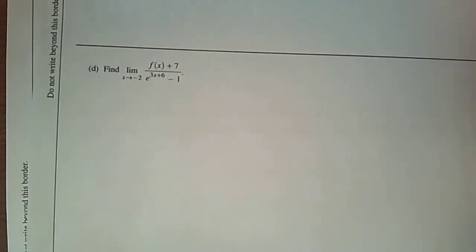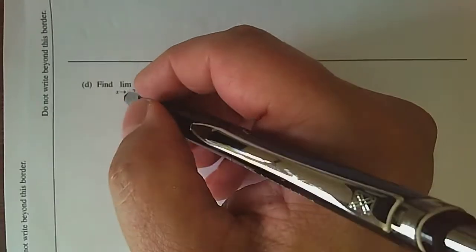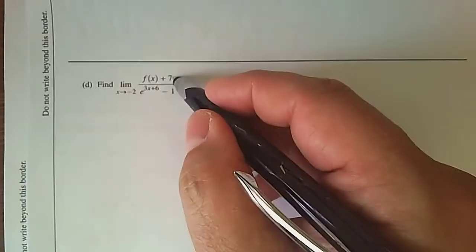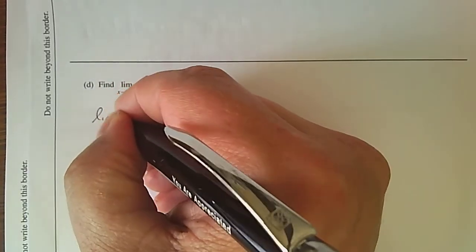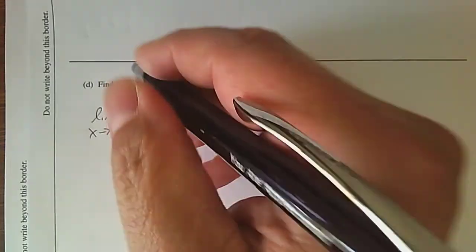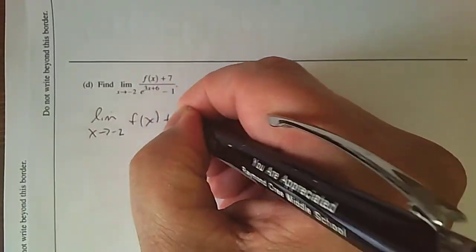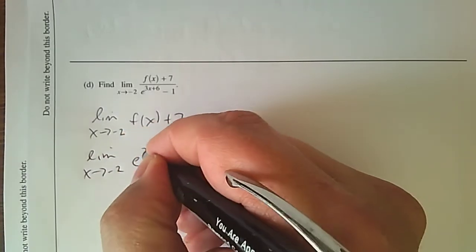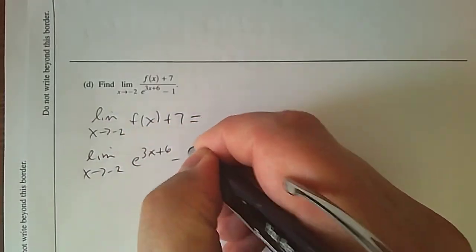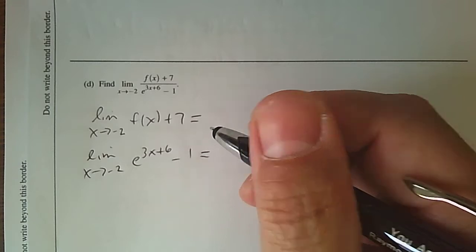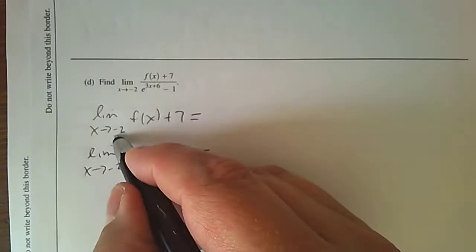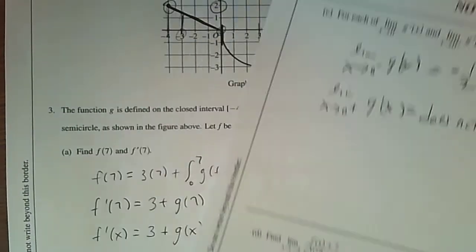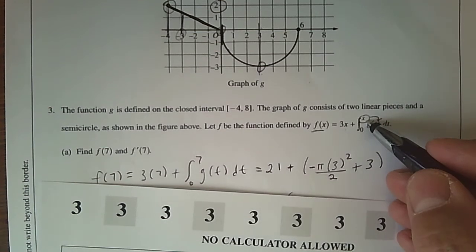All right, last one, part D. Can you find the limit as x approaches negative 2 of this? Because I see a fraction, I'm going to separate this. This could well be L'Hopital's rule. But to show that, we need to separate the numerator and the denominator and show that both the numerator and denominator equal 0. So if I plug negative 2 into f, remember what f is again.